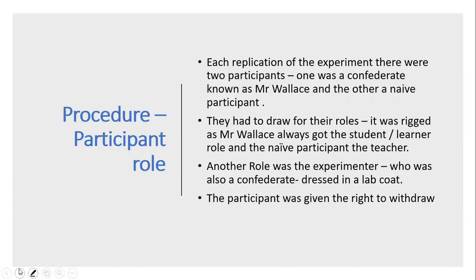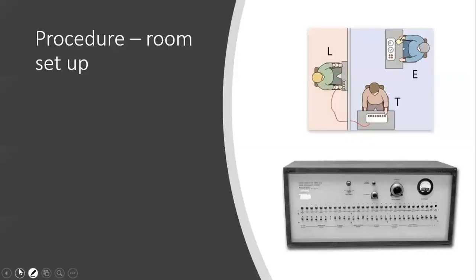So here we can see there's a lot of deception going on, because the naive participant is totally unaware of who was who. Please note, deception also occurred with the aim of the study, because the naive participant thought they were looking at the idea of memory and punishment. Quite different to what Milgram was looking at, which was obedience to a legitimate authority figure.